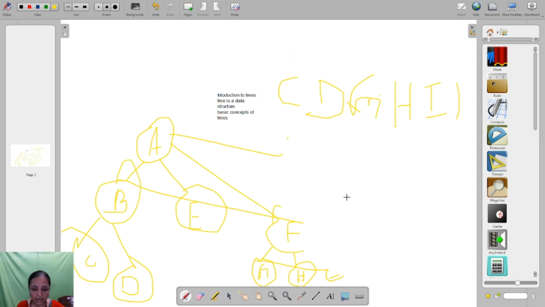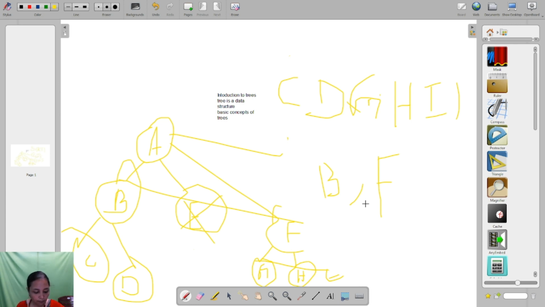Here B and F are internal nodes. An internal node means the particular node has a child and a parent. Here you see B. B has a parent and also children, C and D. Take E: E has a parent but no child, so this is not an internal node. Now take F. F has the parent node A, and F also has children G, H, I. So F is also an internal node.